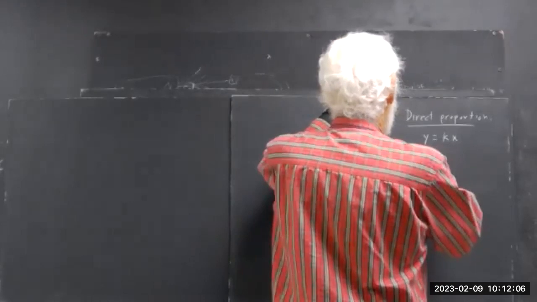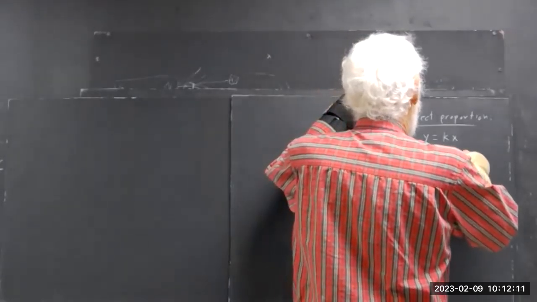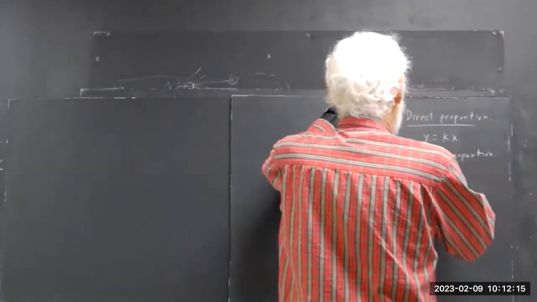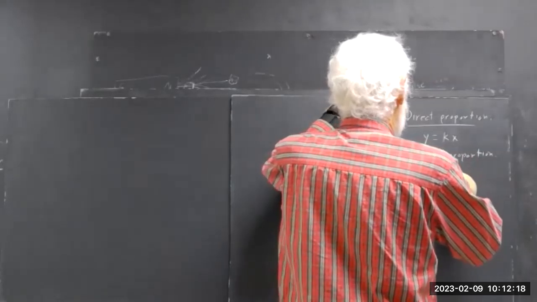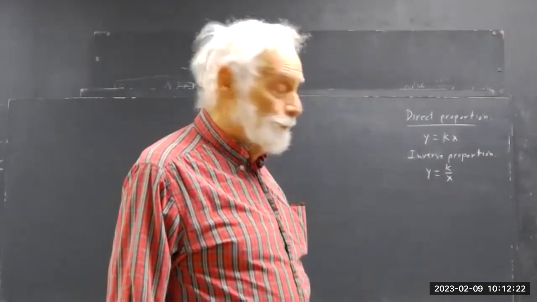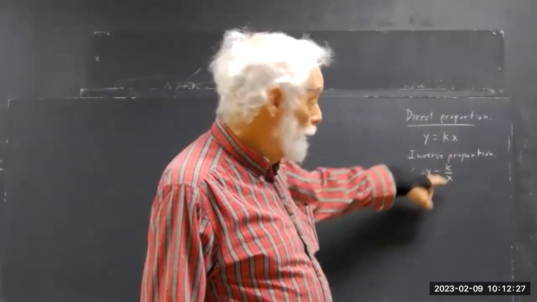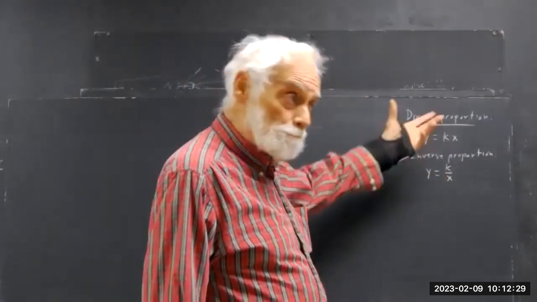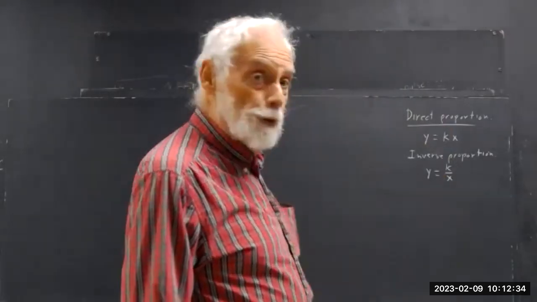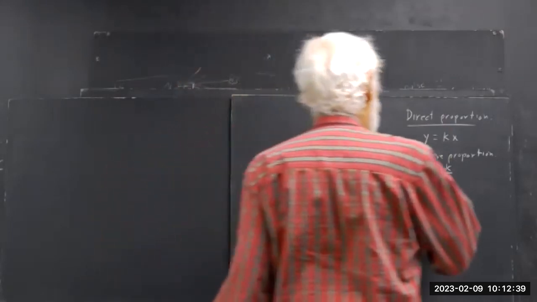Inverse proportion: y equals k divided by x. Now, if x gets bigger, your denominator gets bigger. You divide a bigger number into k, you're going to get a smaller number. Well, that's pretty straightforward. So we start with those two ideas.